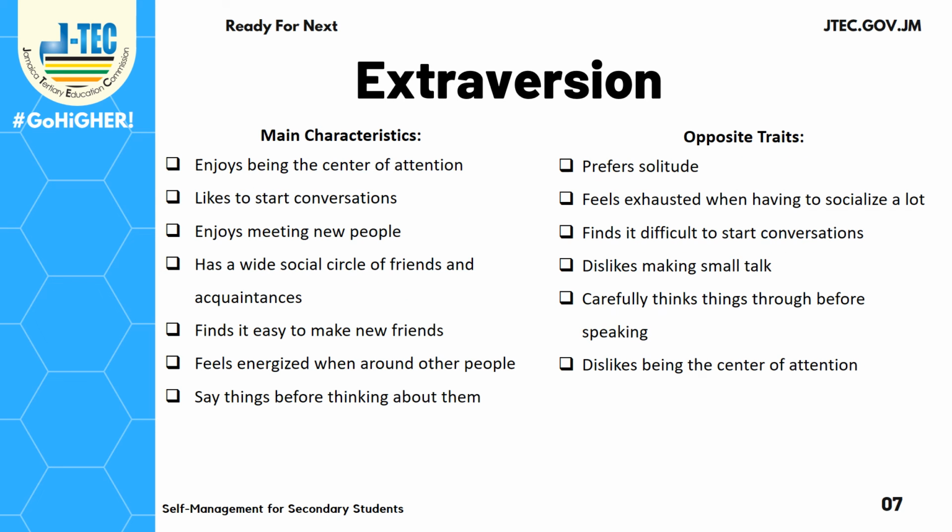Extroversion. Main characteristics: enjoys being the center of attention, likes to start conversations, enjoys meeting new people, has a wide social circle of friends and acquaintances, finds it easy to make new friends, feels energized when around other people, says things before thinking about them. Opposite traits: prefers solitude, feels exhausted when having to socialize a lot, finds it difficult to start conversations, dislikes making small talk, carefully thinks things through before speaking, dislikes being the center of attention.